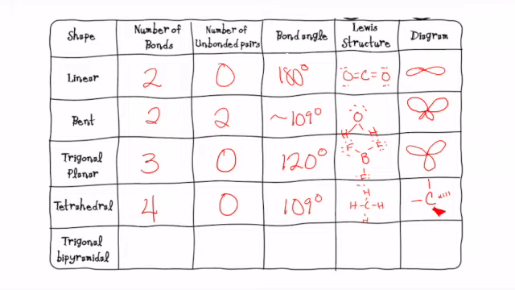The last shape is trigonal bipyramidal. So this has 5 different bonds. There are no pairs of unbonded electrons, and it has 2 different bond angles, 90 and 120 degrees. So an example of this would be phosphorus pentachloride, or PCl5.